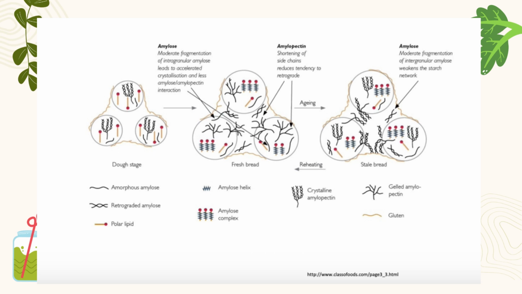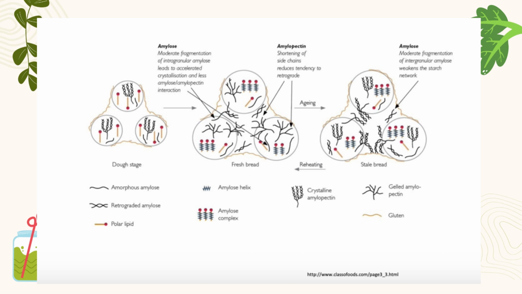This figure illustrates the gelatinization and retrogradation phenomenon that happens in bread, from dough until stale bread. At the dough stage, it has amorphous amylose, polar lipid, and crystalline amylopectin in one starch granule, held together with other granules by gluten. Once the dough is being cooked, you can see that the granules start to swell into larger size or loosen up, where they lose their organization and their ordered structure.